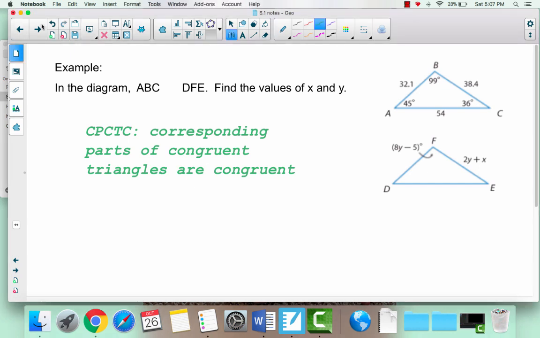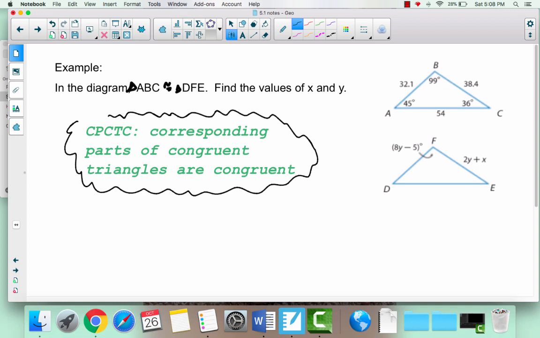So here in the diagram, we have triangle ABC is congruent to triangle DFE, and they want you to find the missing values of x and y. Before we start solving this, there's a big piece we want to make sure we write in our notes: CPCTC. What this stands for is corresponding parts of congruent triangles are congruent. So each word has its own letter.